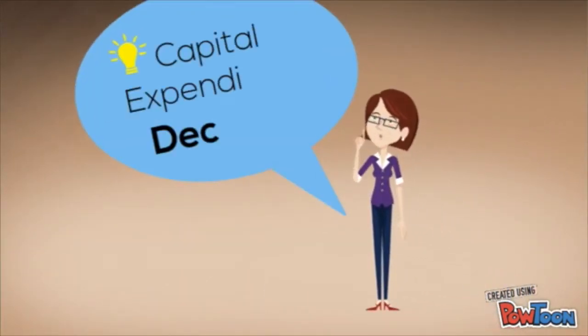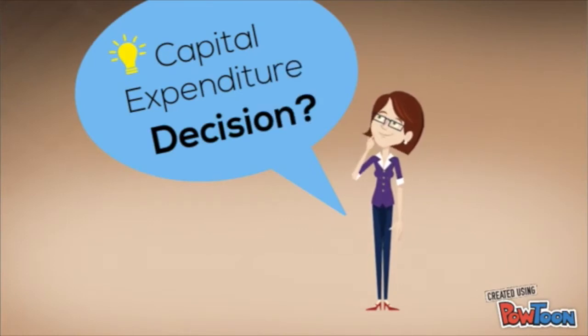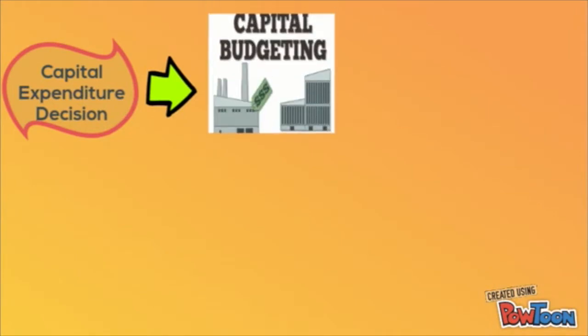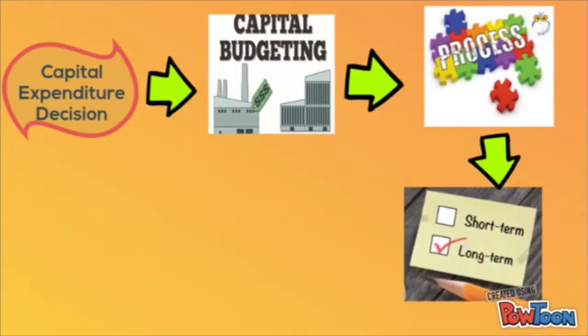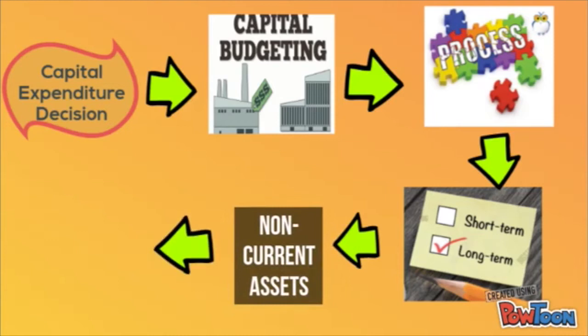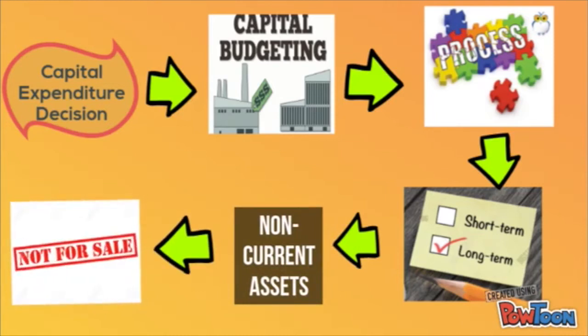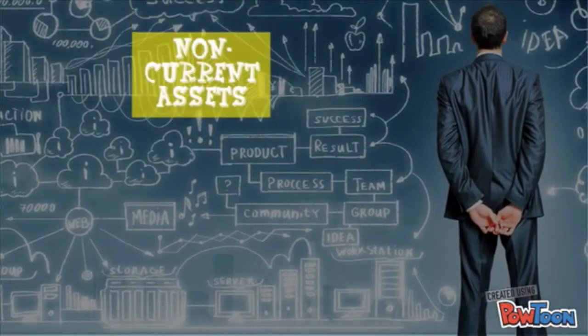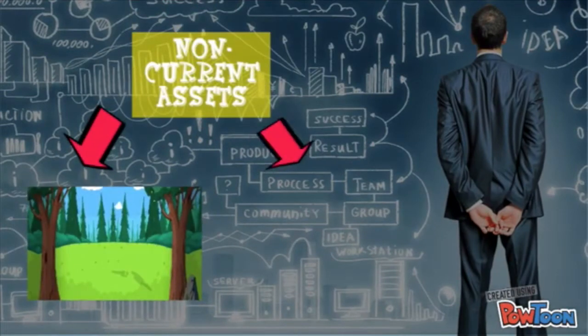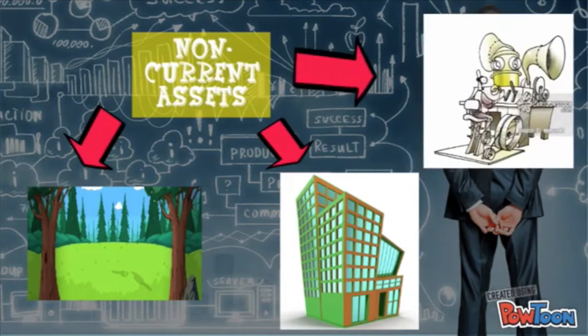Introduction. What is capital expenditure decision? Capital expenditure decision is also known as capital budgeting, which refers to a process of making long-term decisions regarding investments in non-current assets that are not for sale. As we know, the examples of non-current assets are land, building, plant and machinery, and so on.